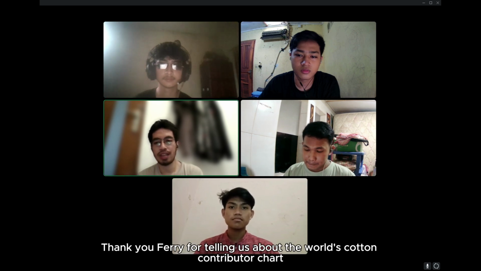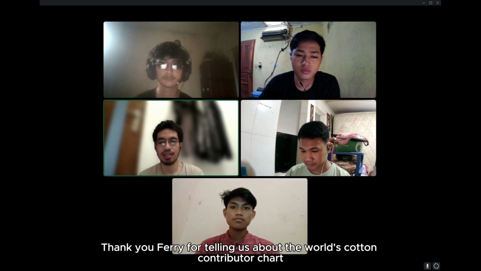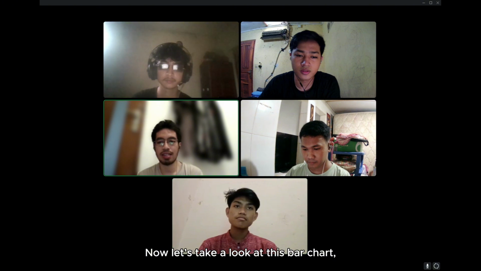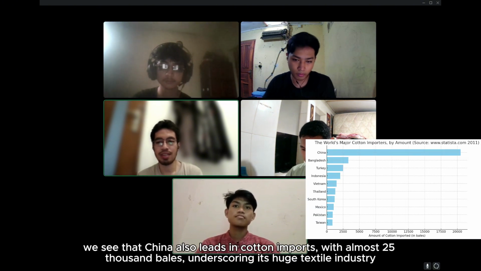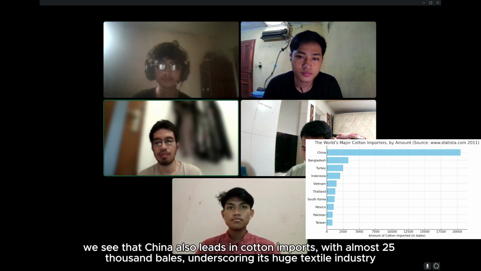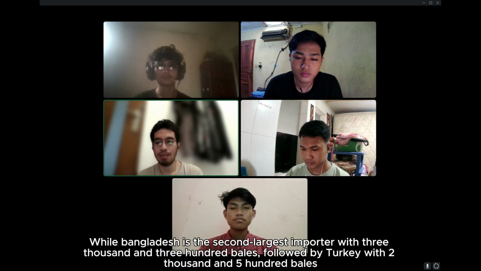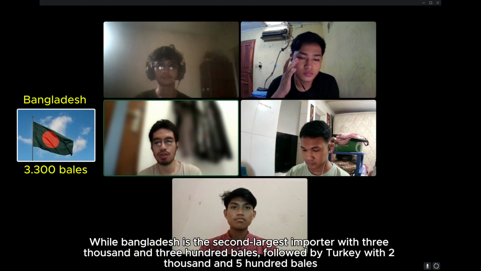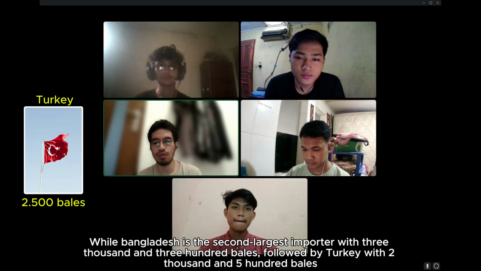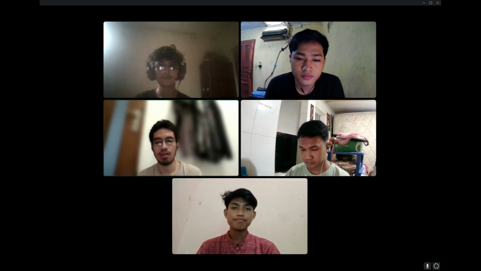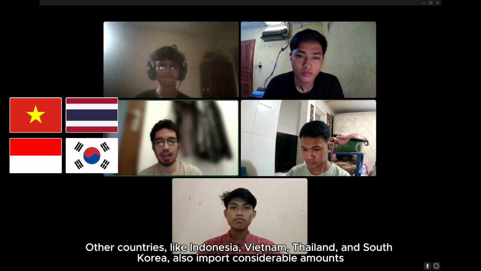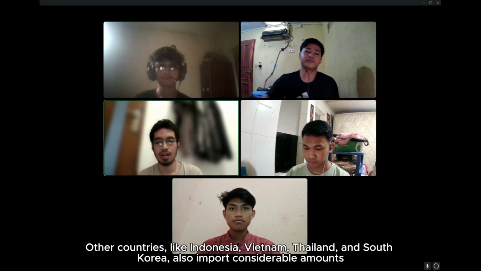Thank you, Ferry, for telling us about the world's cotton contribution chart. Now let's take a look at this bar chart. In this chart, we can see that China also leads in cotton imports, with almost 25,000 bales, underscoring the huge textile industry. While Bangladesh is the second largest importer with 3,300 bales, followed by Turkey with 2,500 bales. Other countries like Indonesia, Vietnam, Thailand, and South Korea also import considerable amounts.